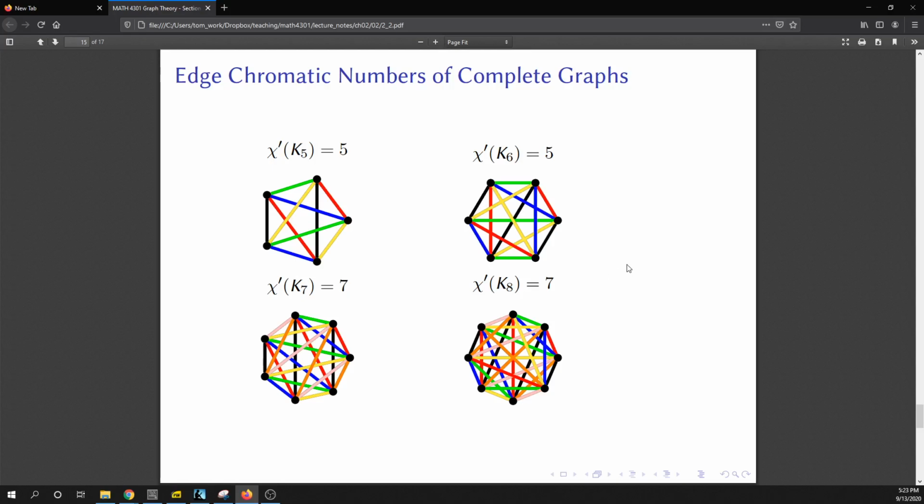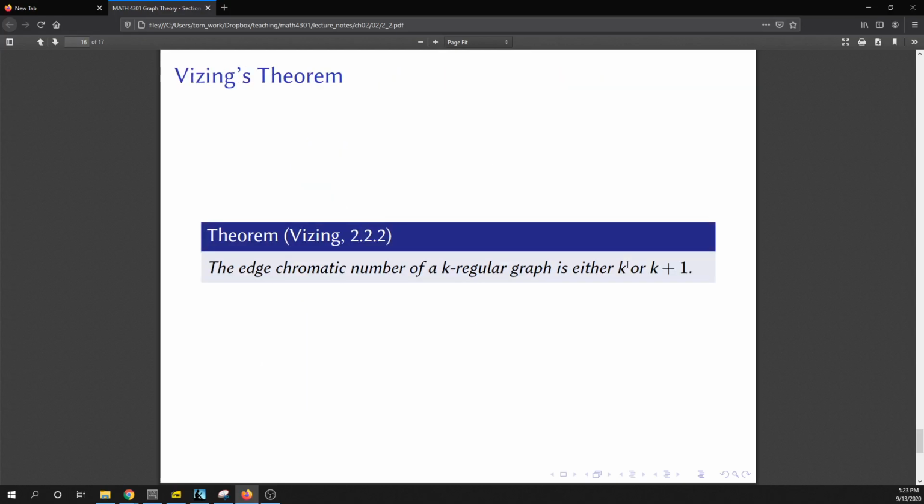All right. So let's talk about Vizing's theorem. So that's theorem 2.2.2 in our book. And that says that the edge chromatic number of a k regular graph is either k or k plus 1. Okay, so we are not going to prove that. It's a complicated one to prove. So we're just going to state that.